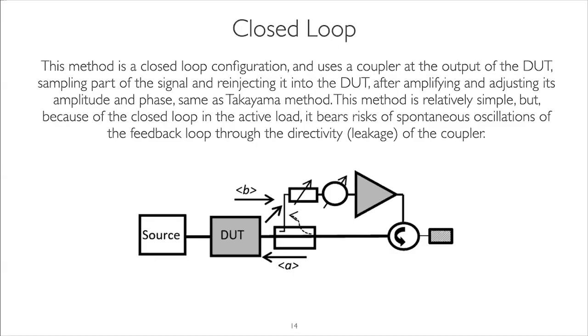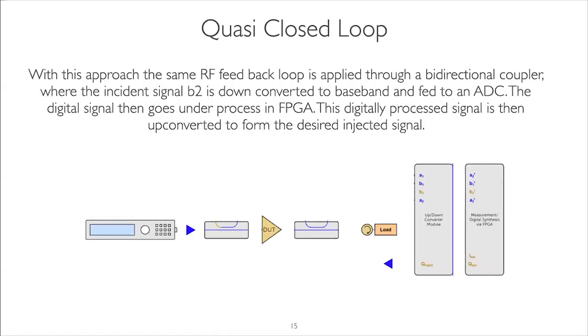Okay. Now this is a closed loop architecture, so it is susceptible to some oscillation. There might be some leakage in the coupler or the isolator that you use. So all of a sudden, if not taking it into consideration, you could run into some oscillation, which could damage the system or even damage the device. So, a technique that we've also used currently and in the past is a quasi-closed loop. So what does that mean?